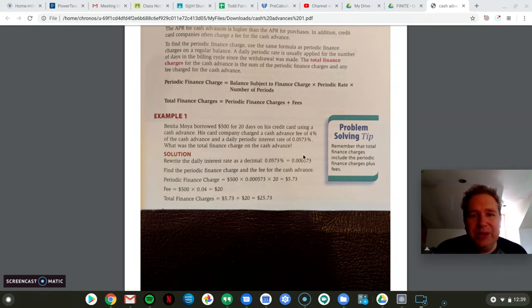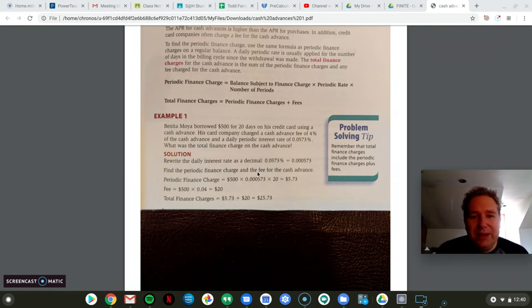Credit card company charges a cash advance fee. So not just the finance charge, you're getting a fee on this too. So you get a fee of 4% of the cash advance, so 4% of the $500 that you borrow, and a daily periodic interest rate of 0.0573%. So every day that you borrow it, you get charged 0.0573% on that $500. What's the total finance charge? When you put this all together, how much is it worth?